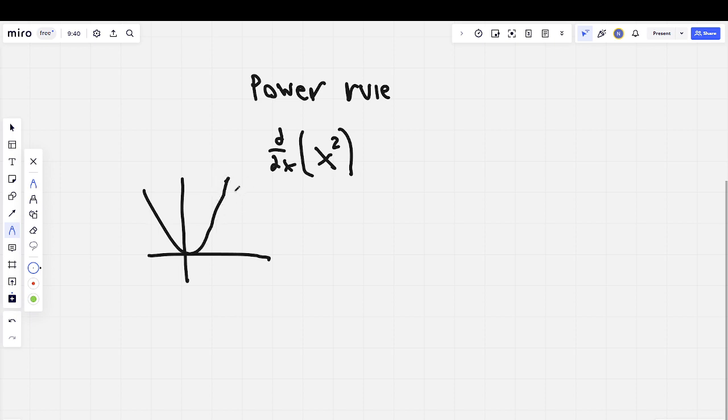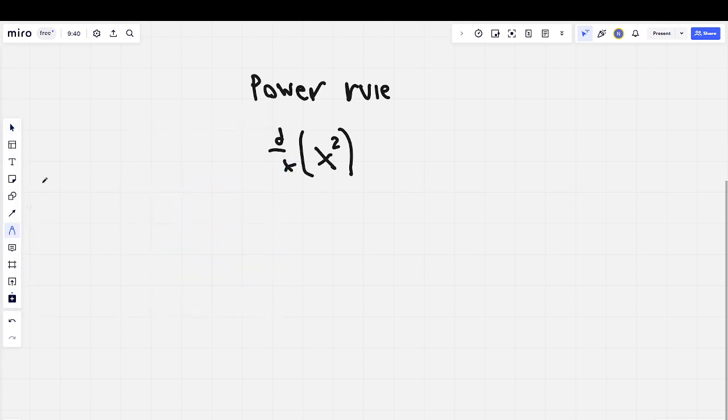Your goal is to find the slope at a specific point on this graph of the function x squared. I know this may not look like x squared, but this is the best drawing I can give. So how can we find the derivative of x squared? Well, first we need to introduce what the power rule is. Let's say we have the following equation. The derivative of x to the power of some kind of exponent, which I'll label as a, is equal to a multiplied by x to the power of a minus 1.